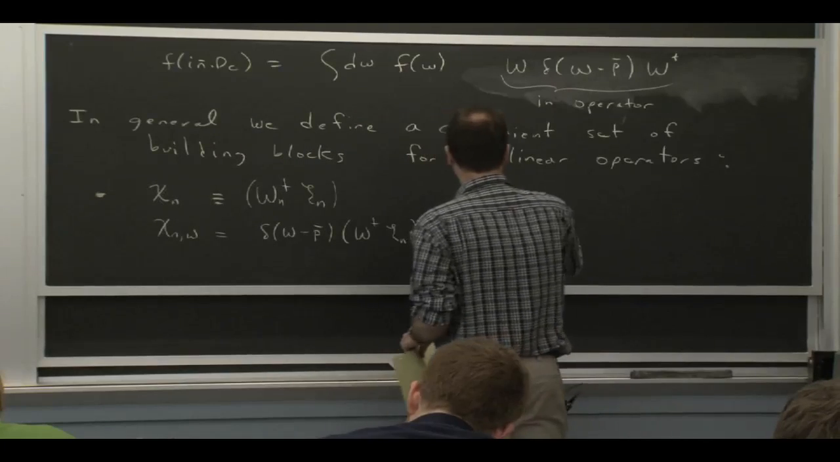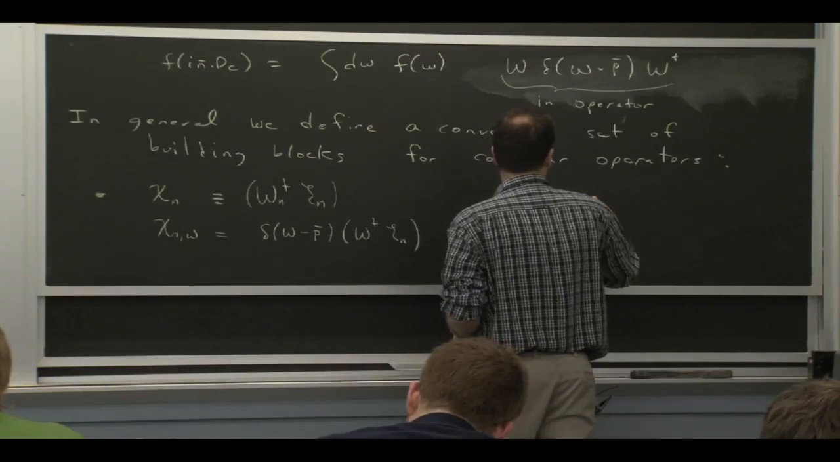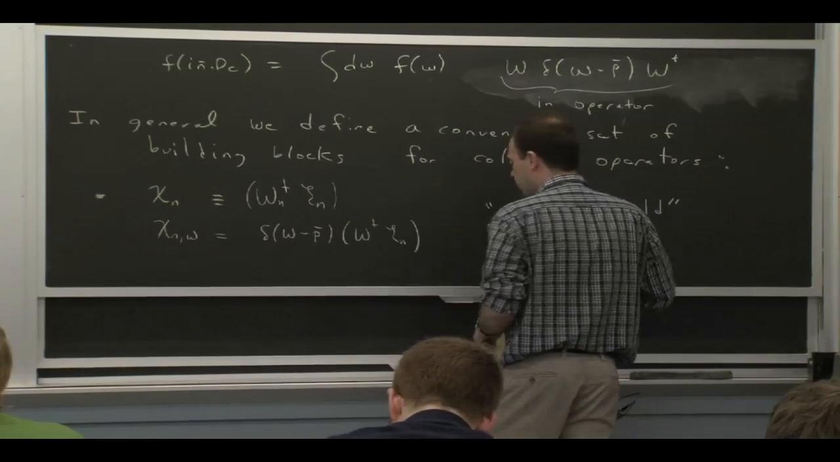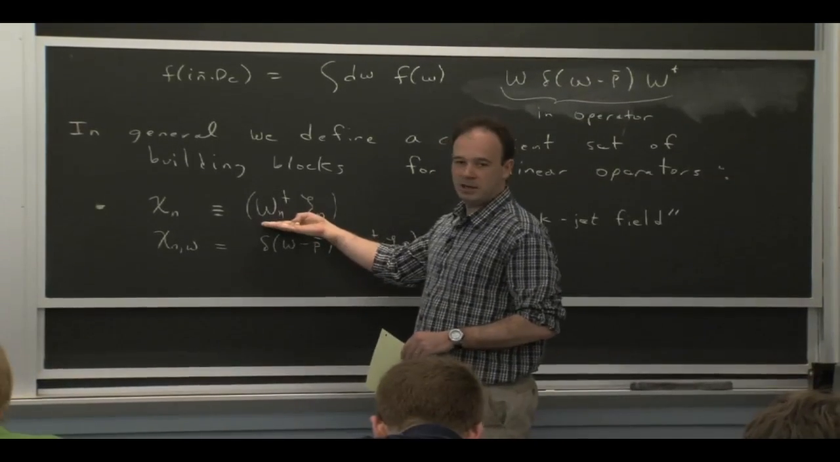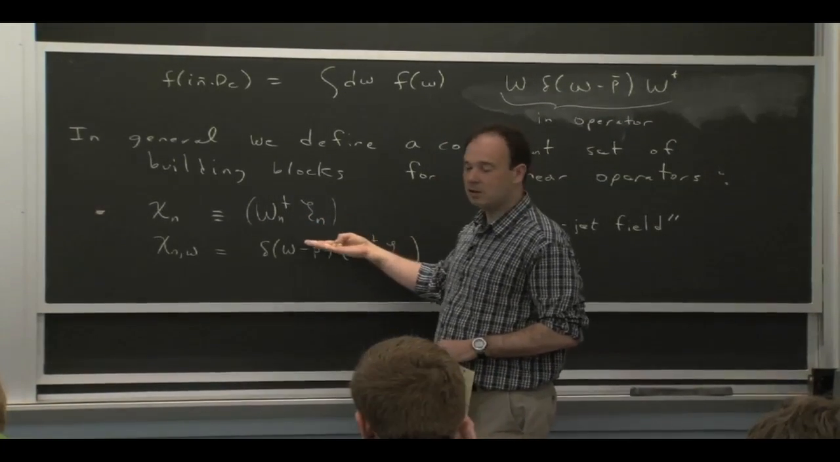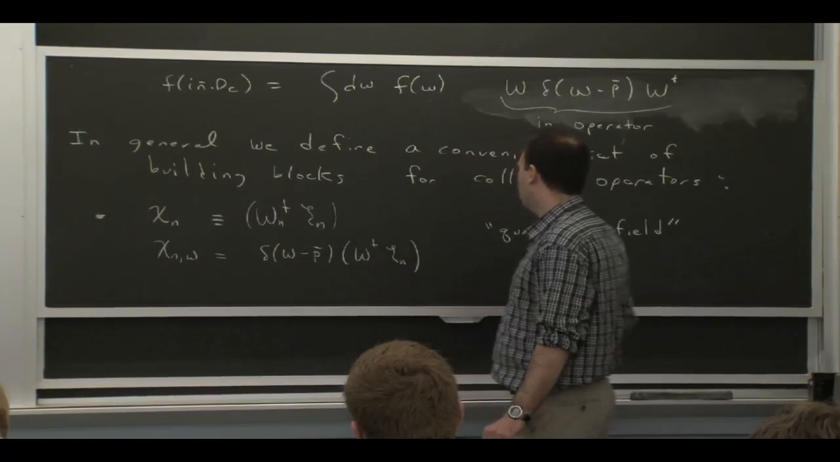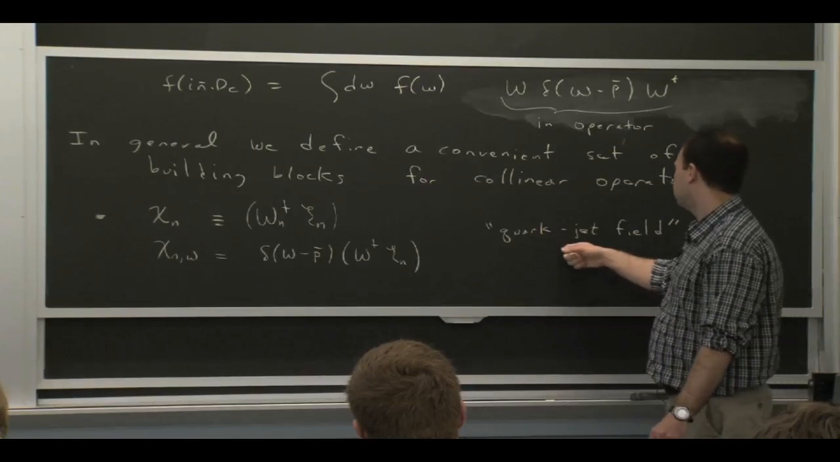And sometimes this guy goes by the name of the quark jet field, because it's kind of the object. If you were to produce a quark in a hard scattering process, the quark would be represented in your operator by this W dagger chi. The Wilson coefficients would talk to that quark through the large momentum. And that quark in the low energy theory would evolve into a jet. So it goes by that name.